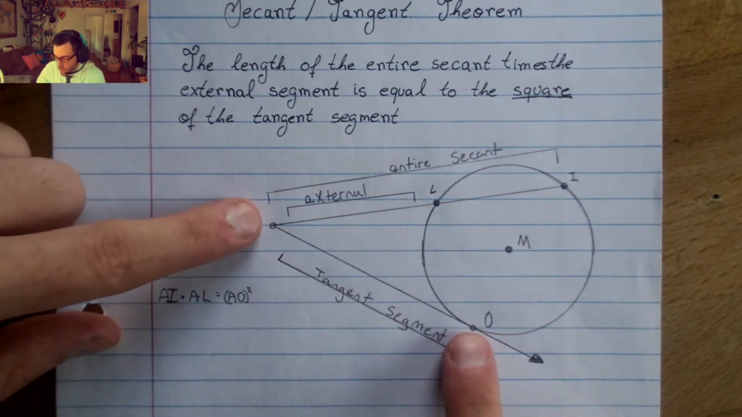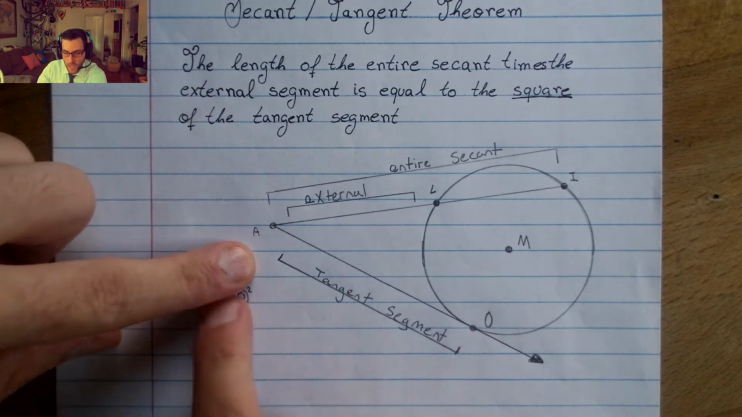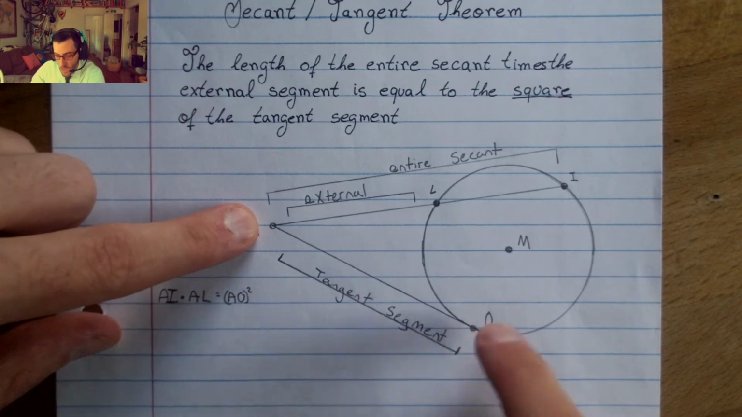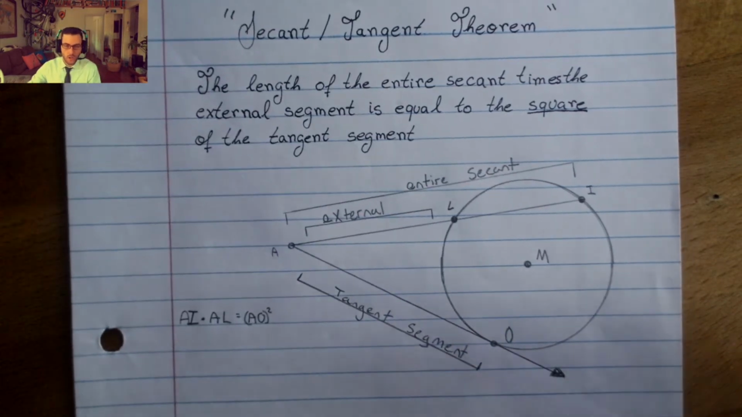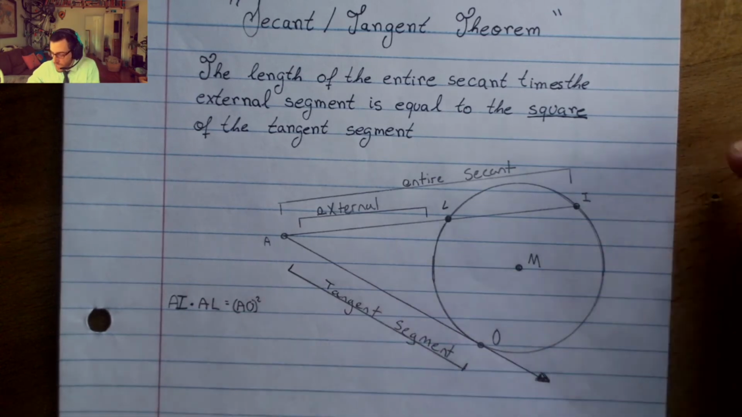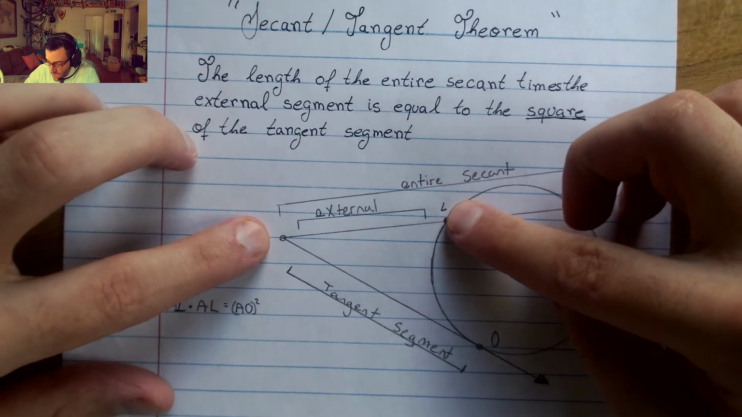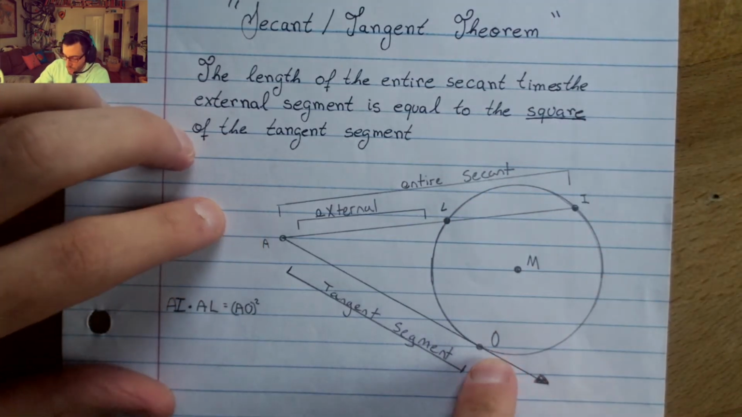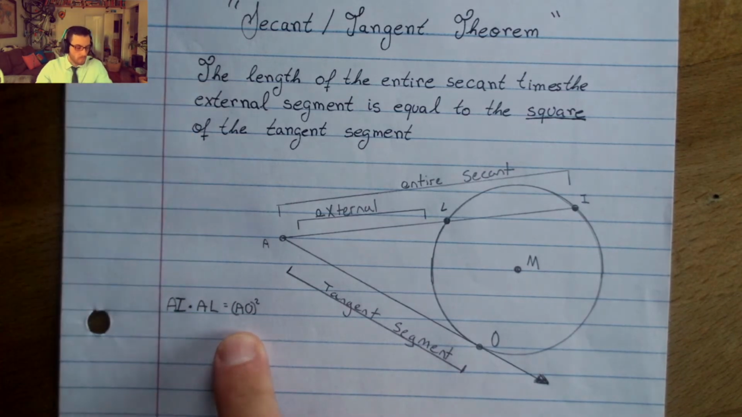And with a tangent, we have what's called a tangent segment. It's a piece that goes from the shared point to the little itty-bitty point that touches on the circle. And we're going to square that tangent segment value. So we're taking the whole length times the external length, setting it equal to our tangent segment, which is squared.